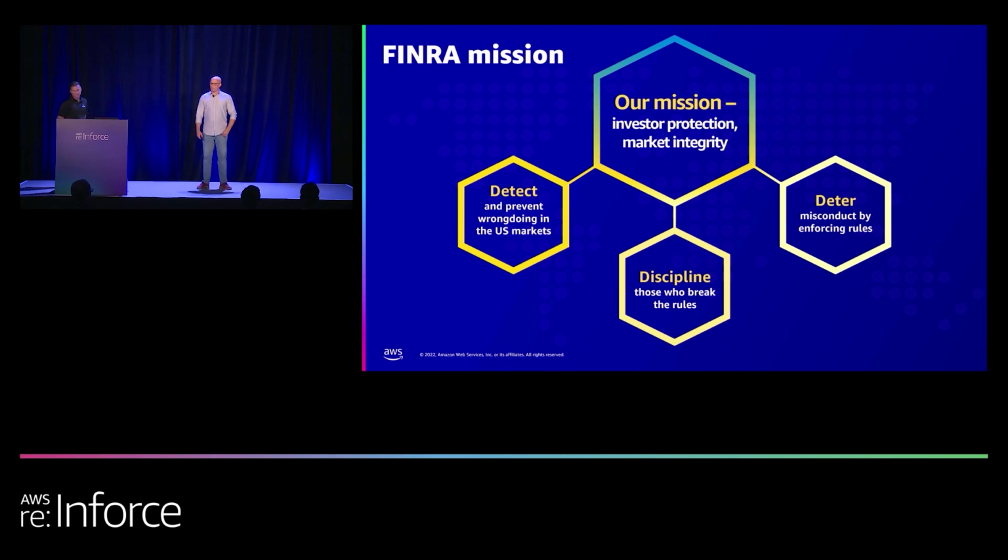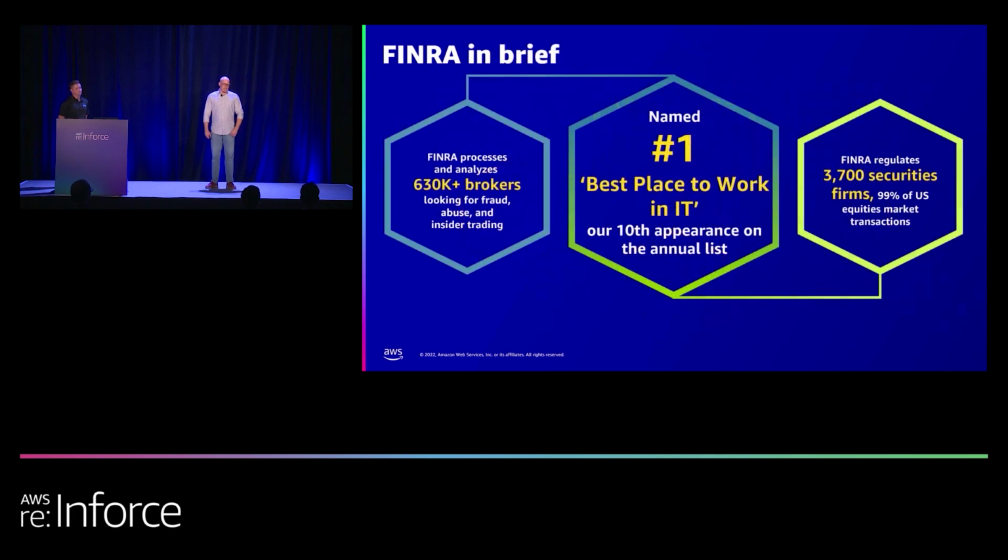We've been around for quite a while, I think officially since the 1930s, but we've had various names over those years. So, in brief, we monitor over 630,000 brokers looking for insider trading, abuse, fraud. Basically, if it's traded on the markets, we see it. We were named #1 best place to work in IT by Computer World. And we regulate 3,700 security firms, which is about 99% of the entire US equities market.